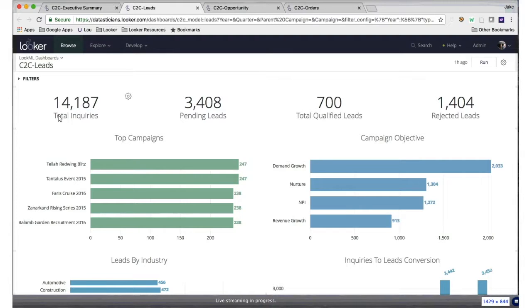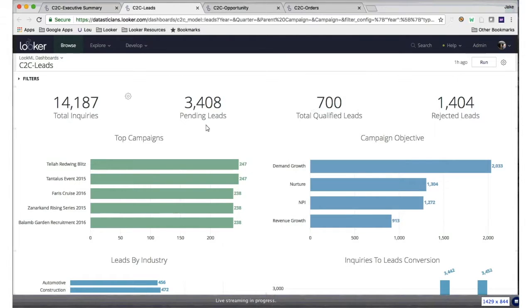So we kind of always have this top level leading to the right to see the funnel. So for our leads, how many total inquiries did we have? Which leads are pending? How many are qualified? And how many did we reject?